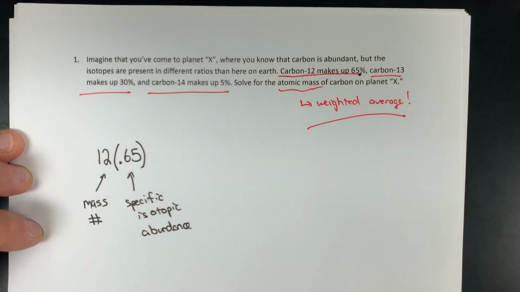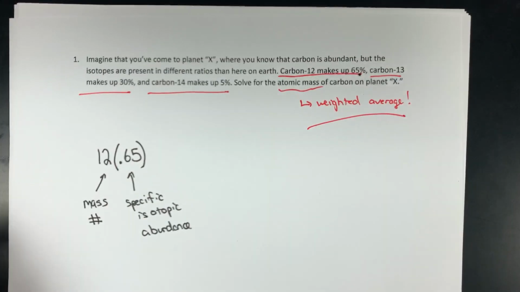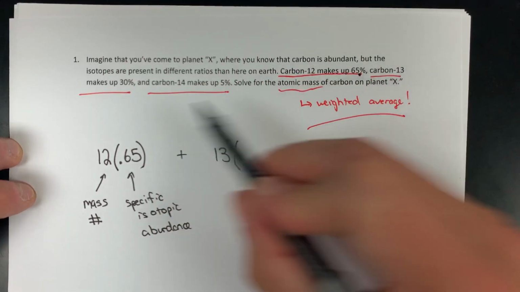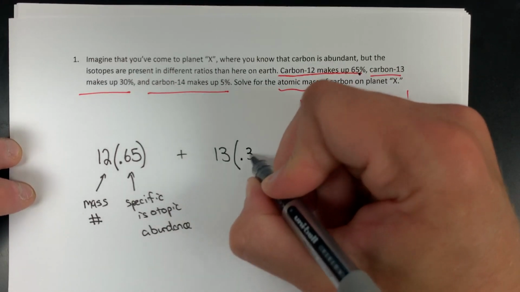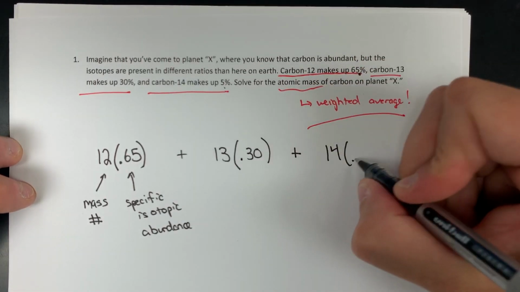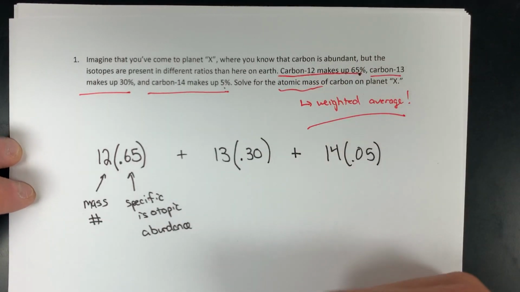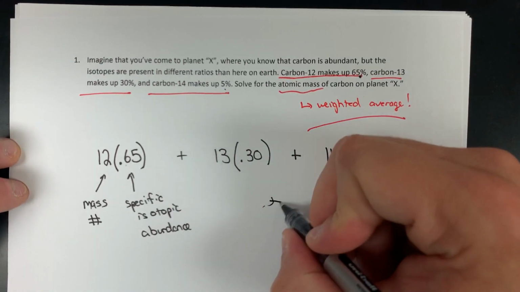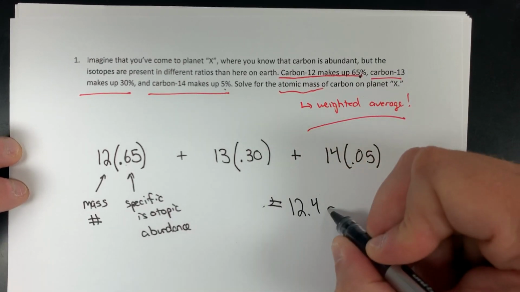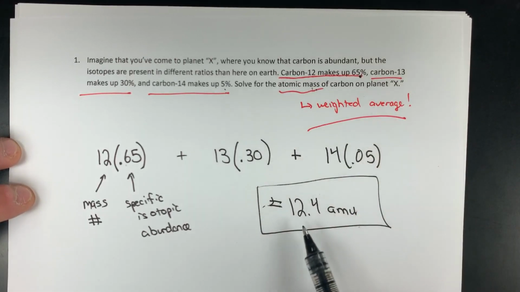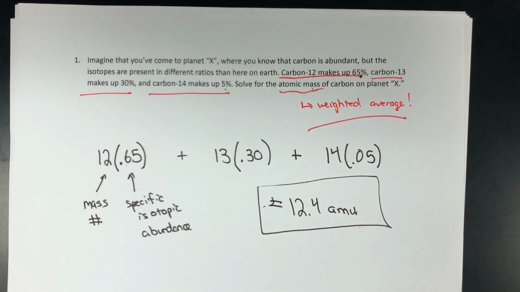Then, in order to figure out the overall weighted average, obviously we have to take care of all of our isotopes. So we'll add that to carbon-13 multiplied by the decimal form of its isotopic abundance, plus 14 multiplied by the decimal form of its isotopic abundance. When we take the product of all these and sum everything together, we get 12.4 AMU. So again, the atomic mass that we've solved for is 12.4 AMU.